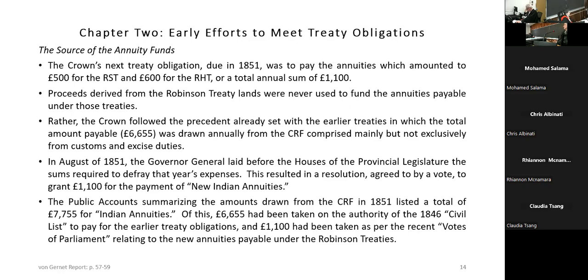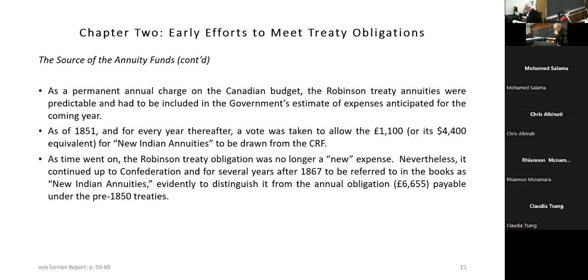They were later capitalized at the same time. It's basically the same thing. And of course, in the actual accounts, as I will show later, they were handled exactly the same way. On the next slide, number 15, you mentioned an annual charge on the Canadian budget. Yes.